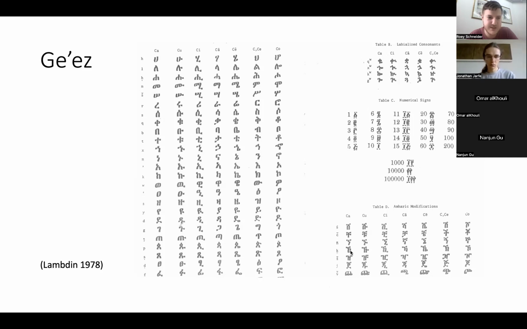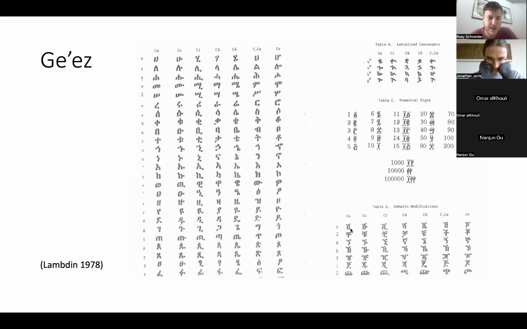So this ch is a result of palatalization of k and not etymological ch. That's why Lambda here uses k with a line underneath. J, j, and ch. Except ch, these are all palatalized variants.